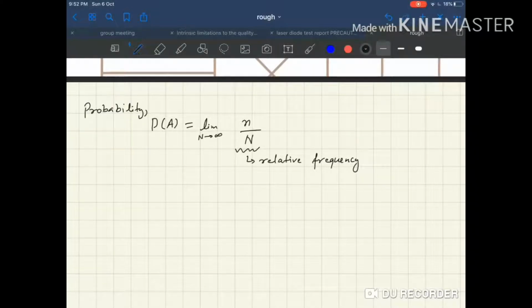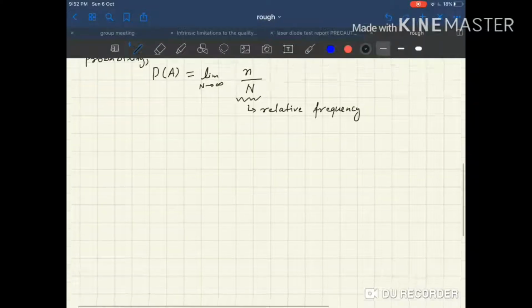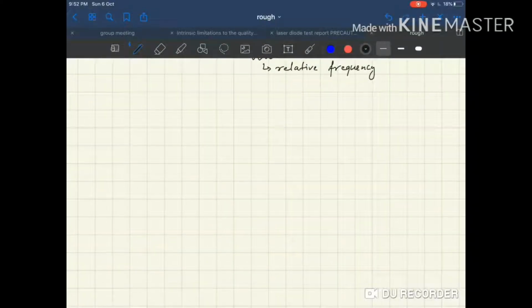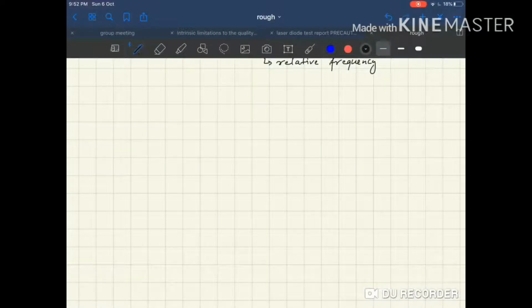But this definition of probability is not complete, or you can say this is not so acceptable, because for this to happen practically you'll have to do an infinite number of experimental trials. So we would be adopting the axiomatic approach, which assumes something to be true, and then things build up on that.